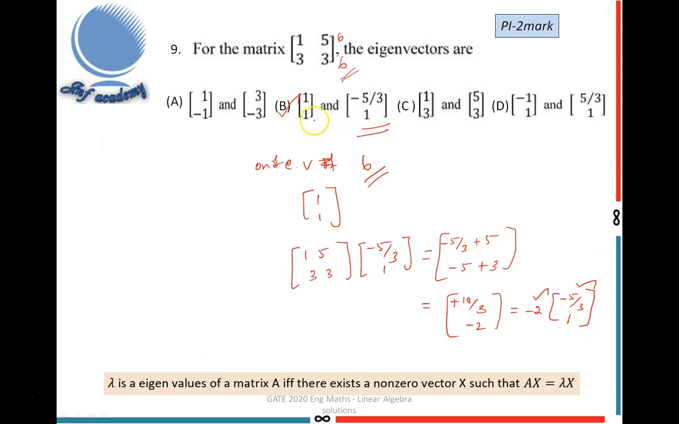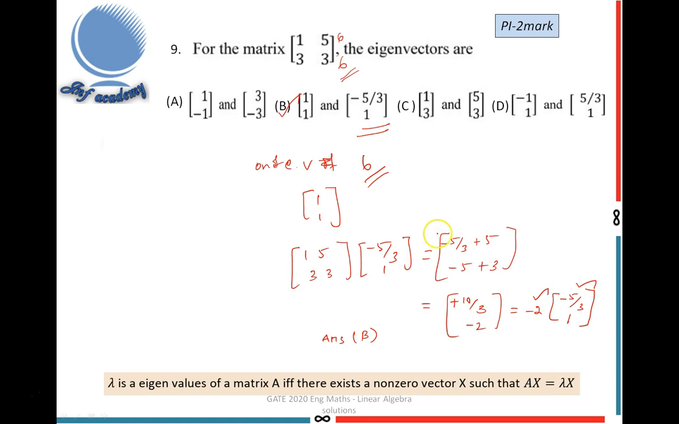So option B is correct: 1, 1 and minus 5 by 3, 1. The answer is option B. Here I use two properties. One is that the sum of all entries of every row is equal, that is 6. So 6 is one of the eigenvalues and 1, 1 is an eigenvector corresponding to that eigenvalue 6. And we check whether another eigenvector is correct by using the definition Ax equal to lambda x. So option B is the correct answer.